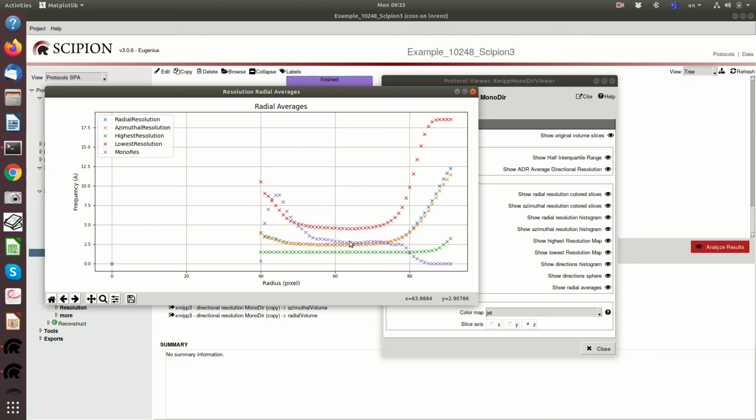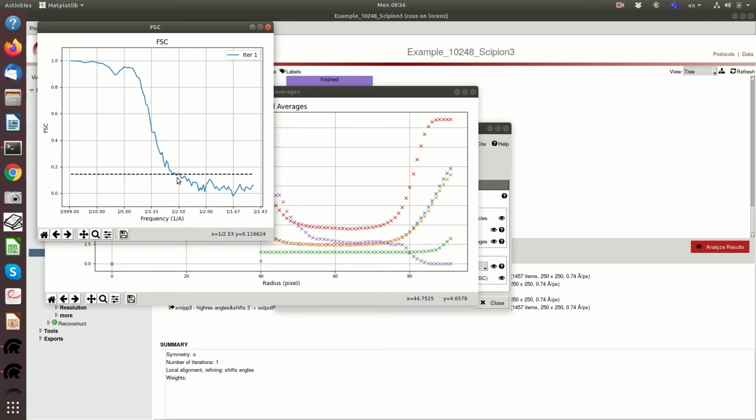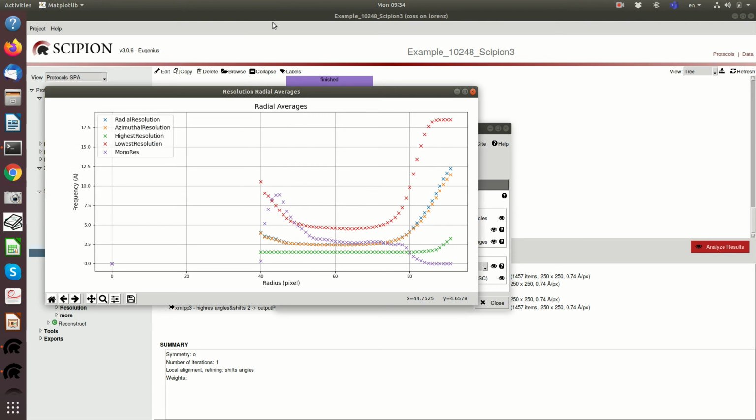So it is kind of deep res also, and it is more or less consistent with the FSC. The FSC said something like 2 point something, 3 point something, and so this 2.8 is similar to that. And actually, if you look at the FSC, you see that the cross with 0.14 is around that 2.8. So 2.8 is here. This is a little bit better, 2.7.